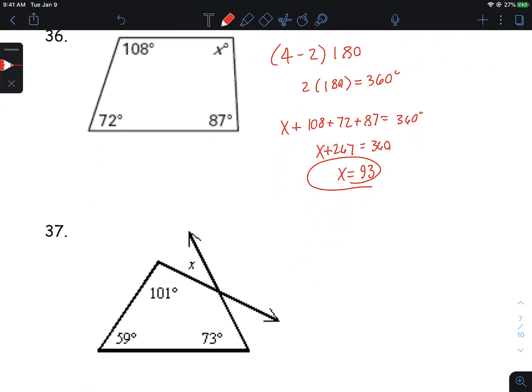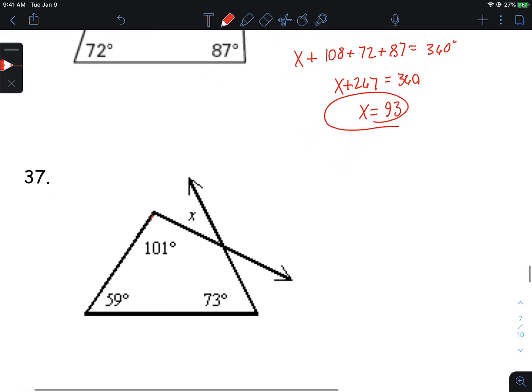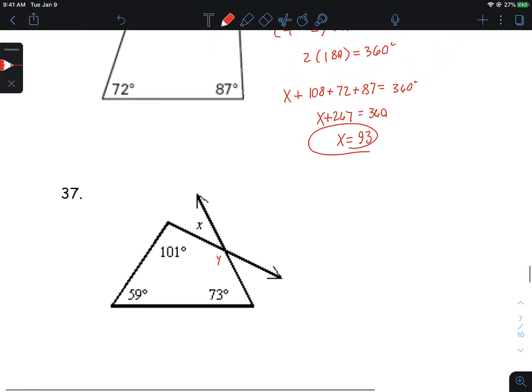Same idea here on number 37. This is a 4-sided figure right here, and then we're going to find this one exterior angle. So first of all, like the last one, we need to find this other angle here. I'll call it Y for right now, and it is a quadrilateral again, so it should add up to 360 degrees. This one will look like this: Y plus 101 plus 59 plus 73 equals 360. That'll be Y plus 101 plus 59 plus 73.